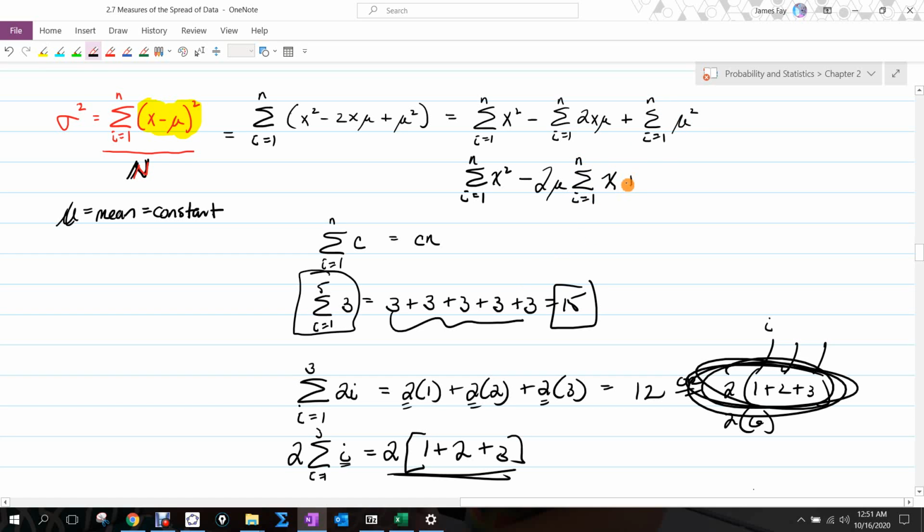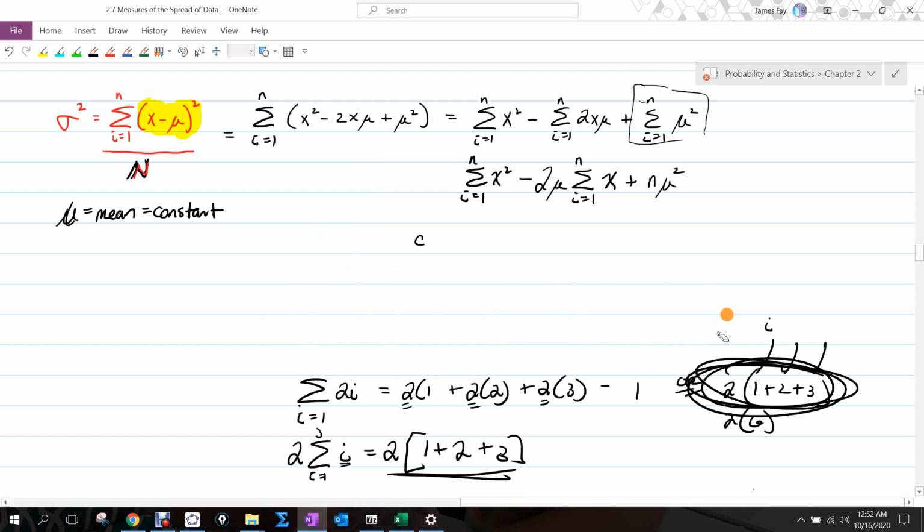And now here, remember, mu is a constant, so mu squared is still a constant. What I mean is it's something like a 3. Okay? If I want to find the sum of a constant, all I do is take how many terms I'm going to have times that constant. So this here is actually going to turn into n times mu squared. Okay.